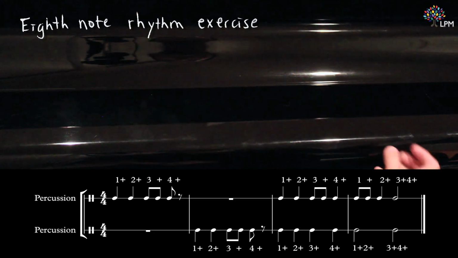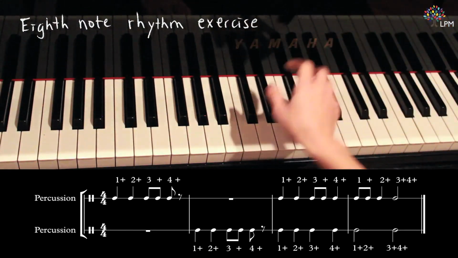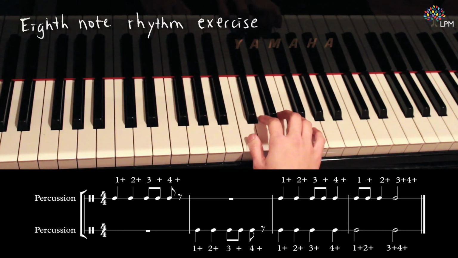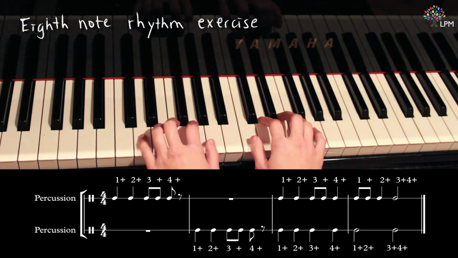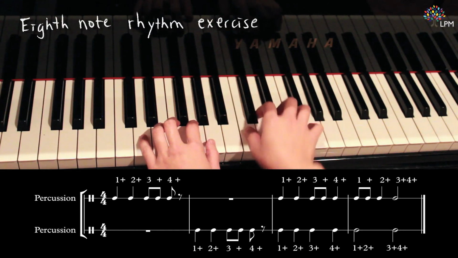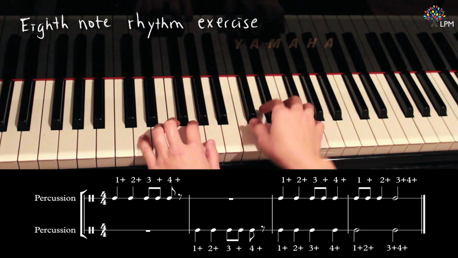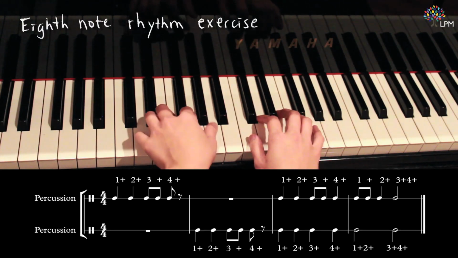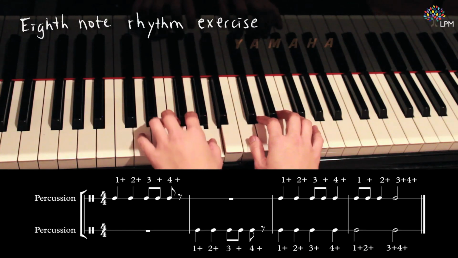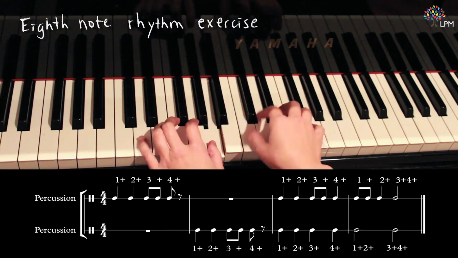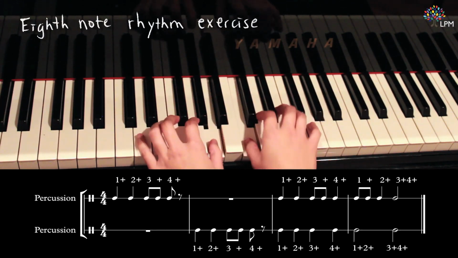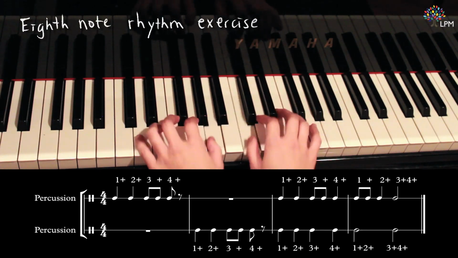Next, place right hand 1 on middle C and left hand 1 below to form an interval of a third. Now let's play and count out loud. 1 and 2 and 3 and 4 and, 1 and 2 and 3 and 4 and.